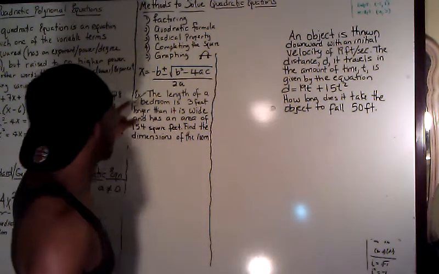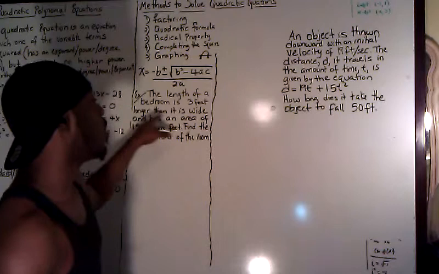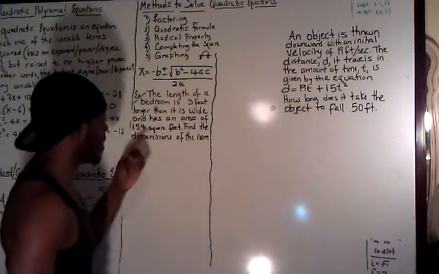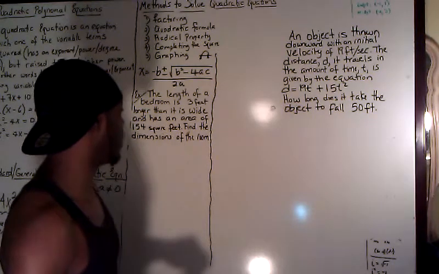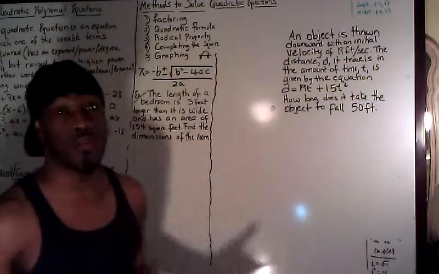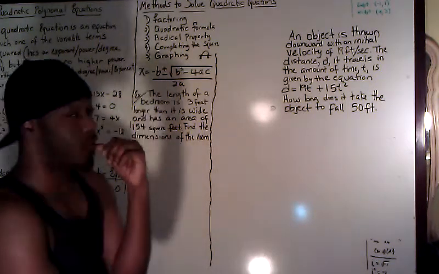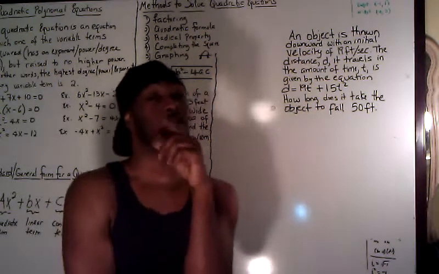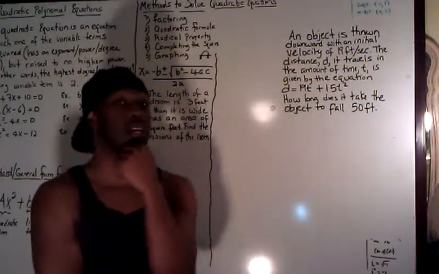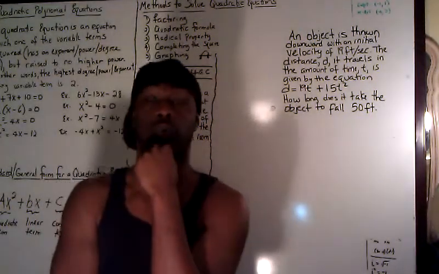It says here, the length of a bedroom is 3 feet longer than it is wide and has an area of 154 square feet. Find the dimensions of the room. So we're dealing with the length of a bedroom, and they said that length is 3 feet longer than it is wide. They gave us the area and they want us to find the dimensions of the room.